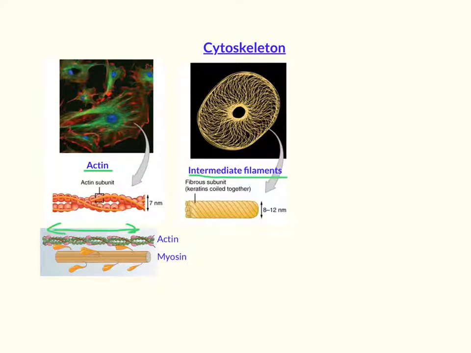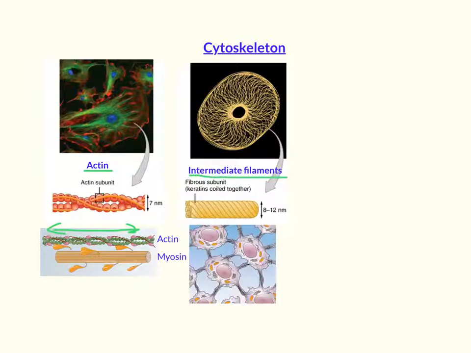The second type of fiber are called intermediate filaments because they are intermediate in size between the other 2 fibers. Their function is to support the nuclear envelope, to create cell-to-cell junctions, like holding your skin cells together, and to provide strength to things like human hair.